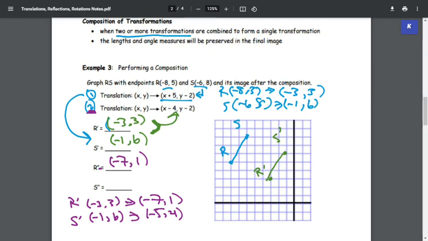So let me graph those. So I got -7 right here up to 1. This is going to be R double prime, and then S is going to be right there. That's going to be S double prime. So that is how that transformation looks. Usually what we're going to have, though, is different kinds of transformations. So we may do a translation and then a reflection or stuff like that. But this is just a nice example of our composition.